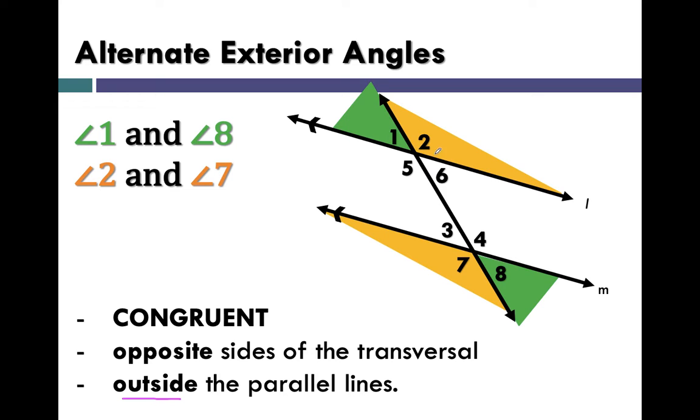So again, we get that sort of crisscrossing where they cross the transversal and they're kind of diagonal from one another to find the ones that are the same measurement.